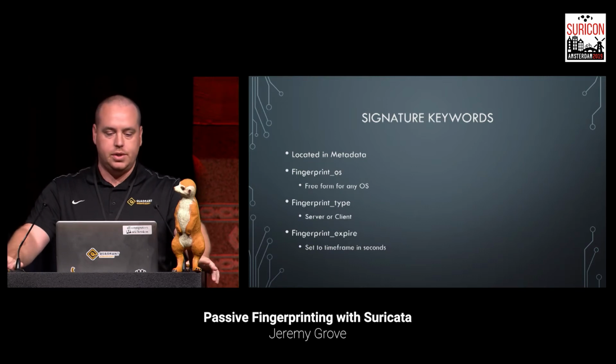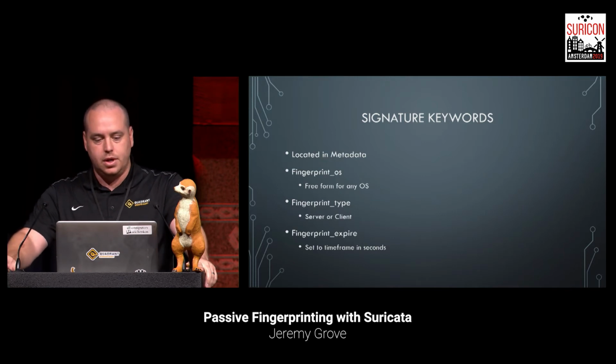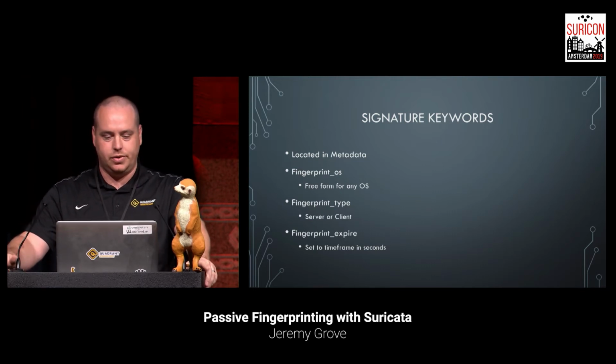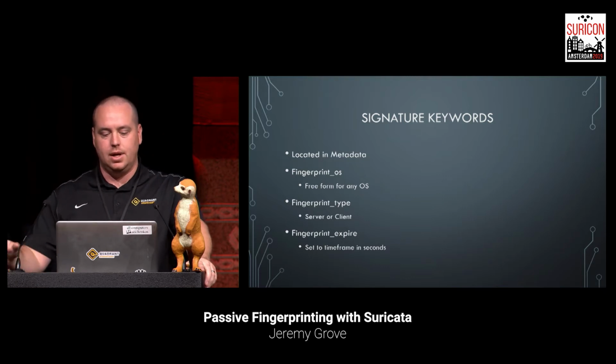So signature keywords, the way we organize the signatures, and later on I'll go into why these play such an important role in our system. But we locate them in the metadata. We've created 3 different keywords. So fingerprint OS. This is free form for any type of OS, Windows, Linux, Android, iOS, etc., so that when the signature is processed, we're able to grab that metadata. We know what that signature represents.